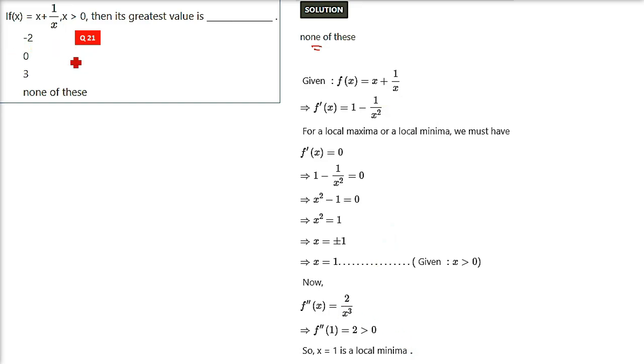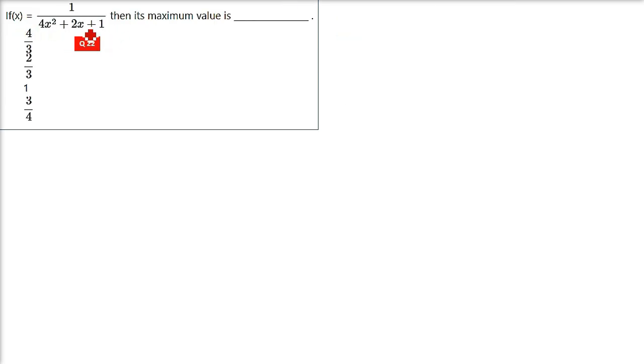X equals to 1 is the local minima actually, because x is greater than 0. If it would not have been given that x is greater than 0, then the outcome would have been different. The result would have been different. Now if f x equals to this one, then its maximum value is.